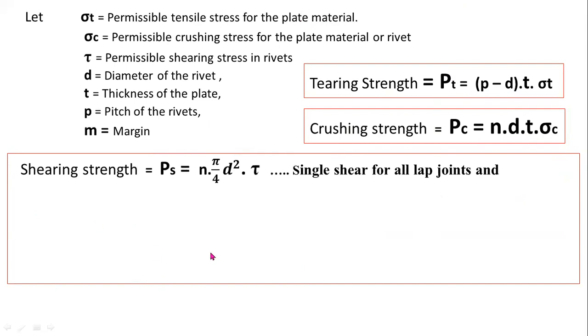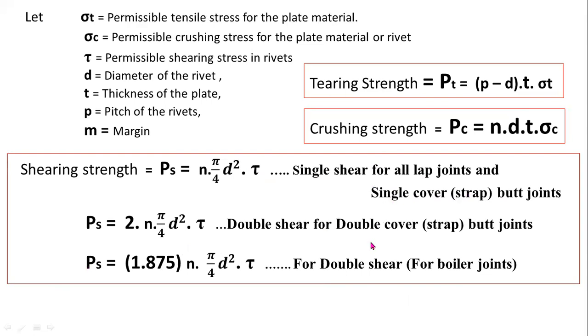Now this is the shearing strength. Ps is the shearing strength. For single shear, for all types of lap joints, you have to consider single shear. For single shear, use this formula: Ps equal to n into pi by 4 d square into tau. Tau is the shear stress, d is the diameter of the rivet. For single strap butt joints also, you have to consider single shear. That is, single shear for all types of lap joints and single cover butt joints.